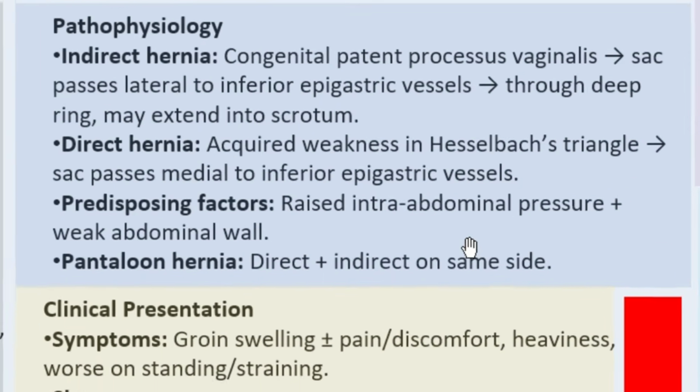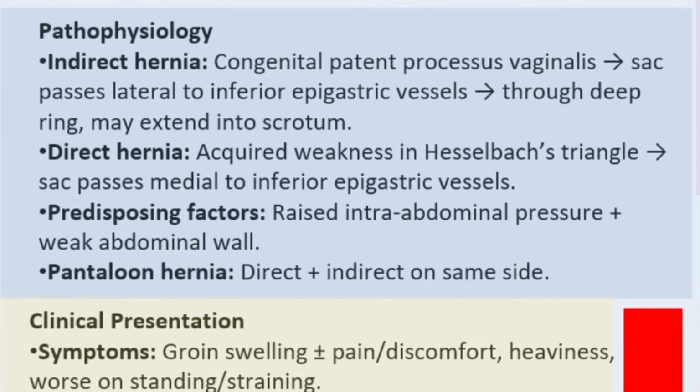So we have the pathophysiology. What happens in an indirect hernia? It is caused mostly by a patent processus vaginalis. And this sac, the processus vaginalis, is found lateral to the inferior epigastric vessels. So all indirect hernias are going to be lateral to the inferior epigastric vessels. And through the deep ring, the hernia is going to extend, and if it is long enough, it can reach the scrotum. Then we have the direct hernias, which come as a consequence of acquired weakness.